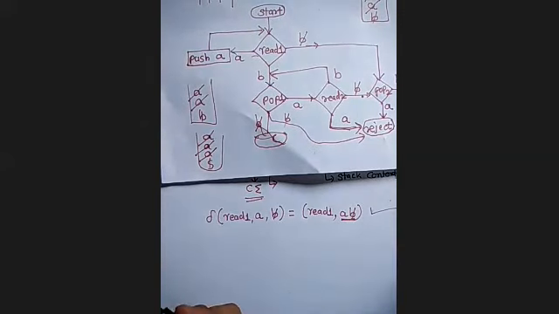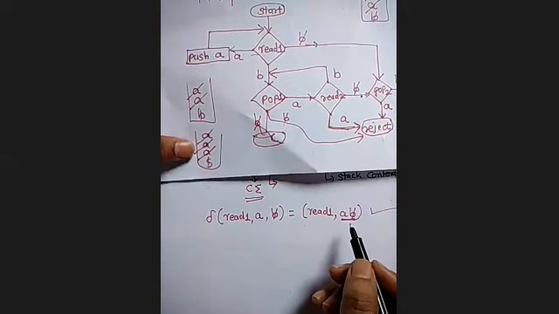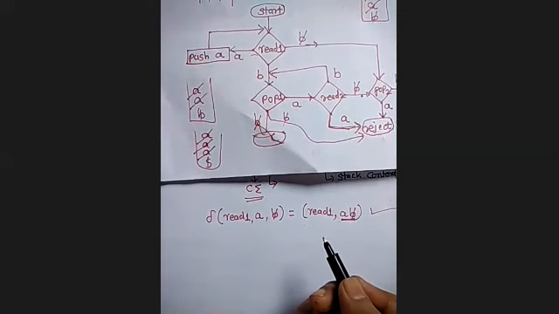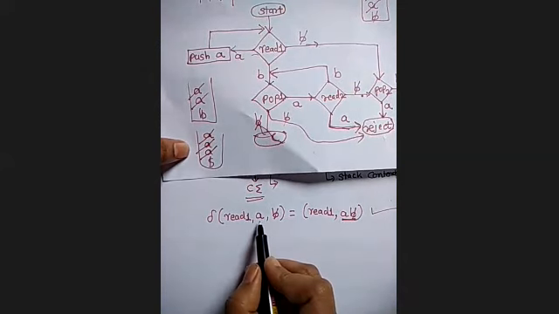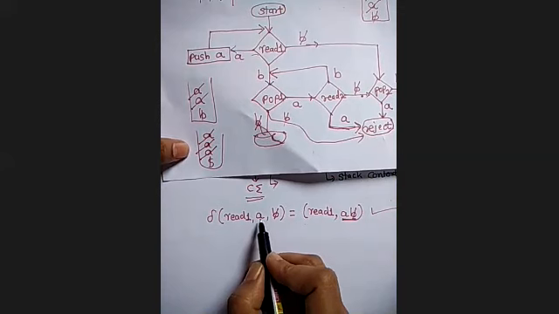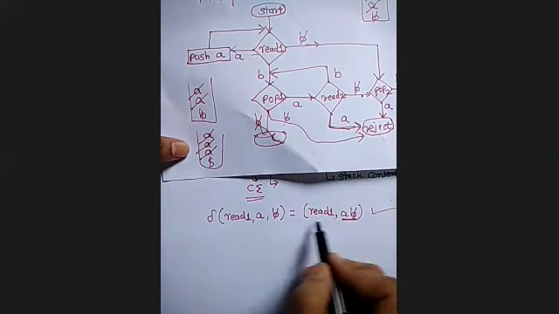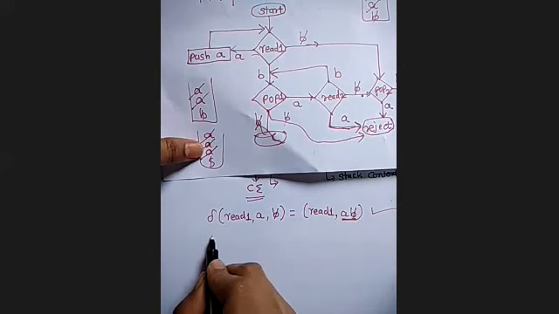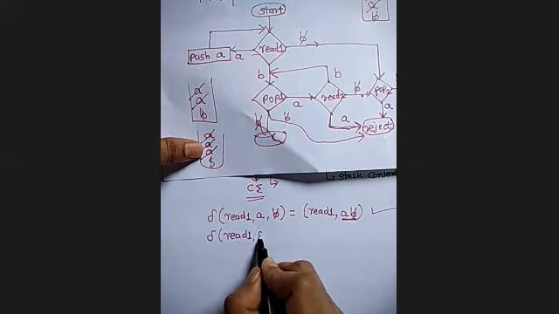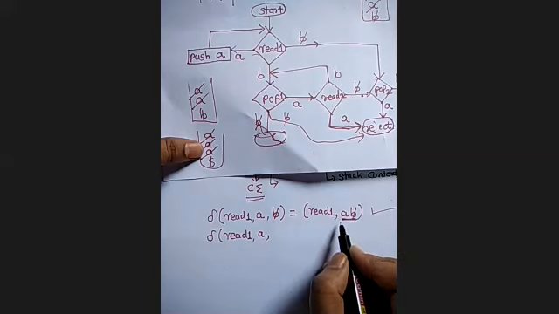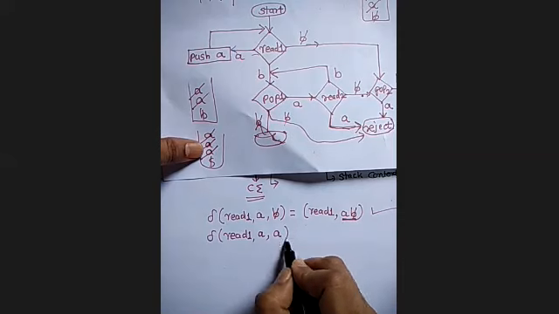Is this operation clear? How to write this? And you have to consider all the possibilities for each state. Is it clear? Current state is read 1, current input symbol is A, current stack symbol is blank, then A is pushed on the stack and the next state is also read 1. Now you tell me: current state is read 1, current input symbol is A. Now in this case, what is the top symbol? Top stack symbol? A. So we'll take A here.